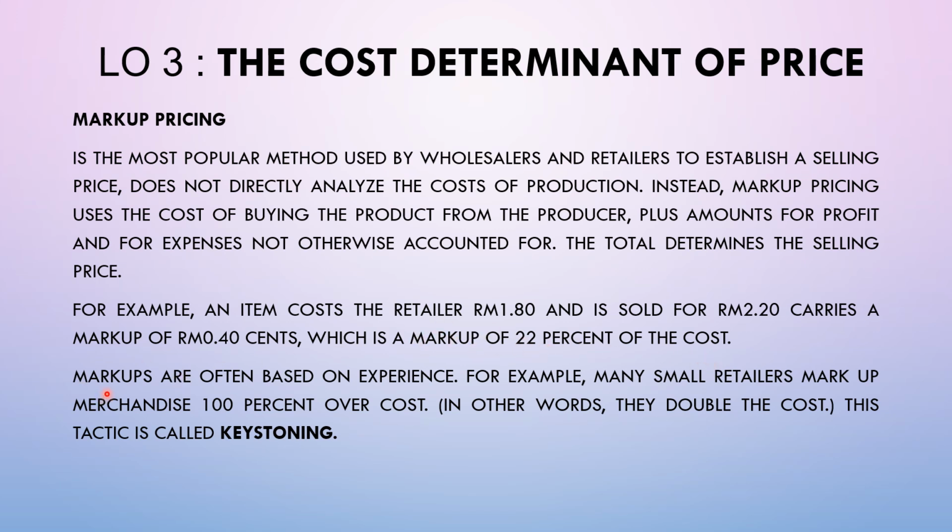These markups are often based on experience. It can be this 40 cents, or you can also increase to whatever percentage of markup that you want to create. For example, many small retailers mark up merchandise at 100% over the cost, or in other words, doubling the cost. This tactic is called keystoning. So for example here, if your cost is 1 ringgit 80 cents and you mark up 100%, that means 180 plus another 180. So you get 3 ringgit and 60 cents. That will be the price that you will sell.